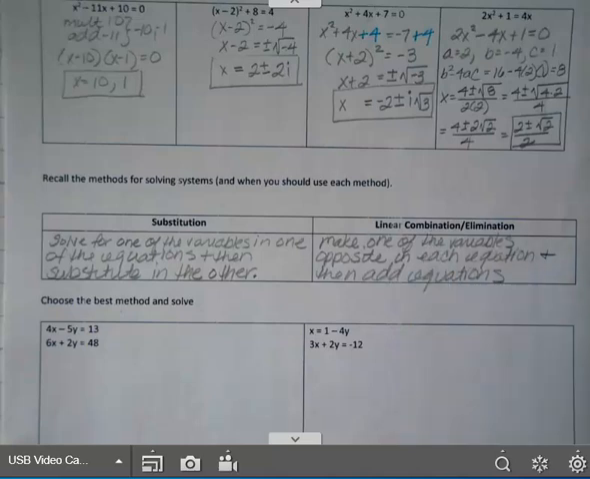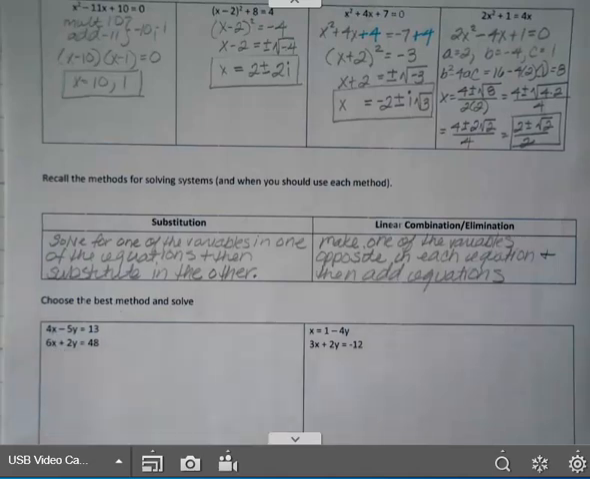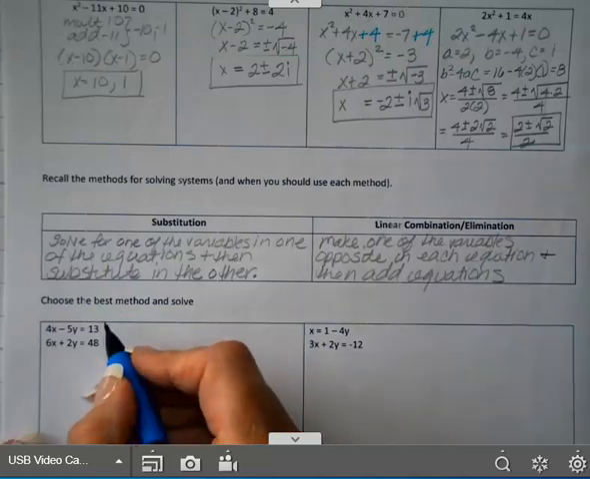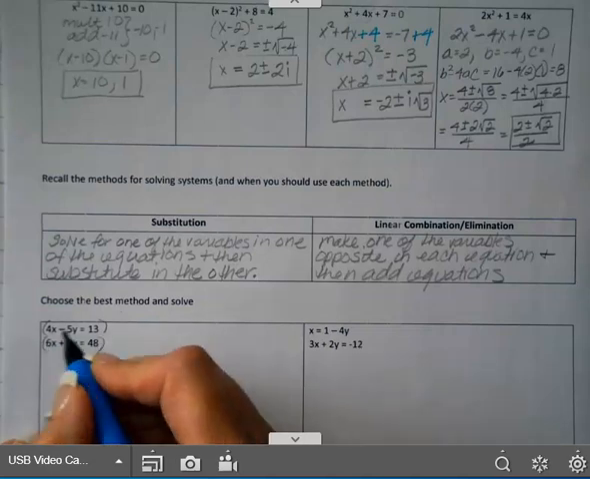And you can either get rid of the x's or the y's. If I choose to get rid of the x's, 4 and 6 both go into 12. So I'll make one of the equations 12 and the other one -12. If I wanted to get rid of the y's, 5 and 2 go into 10. So I want to make one of them 10y and the other one -10y. It doesn't matter if you pick x or y's to make opposites. I think I'm going to just go ahead and do the x's.